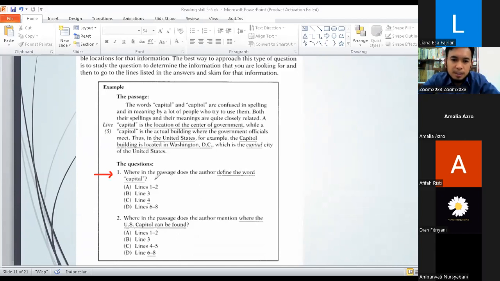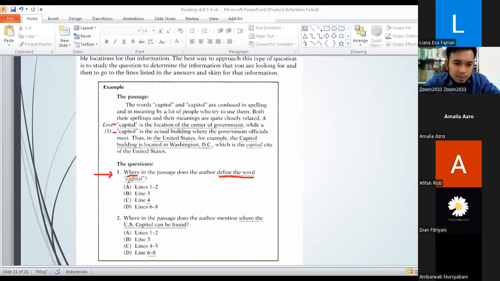Yeah, just make it short. Define the word. Where does the author define the word? Now this is the point. Define the word capital. The word capital is just like this. It could be on line 4 and also line 5.